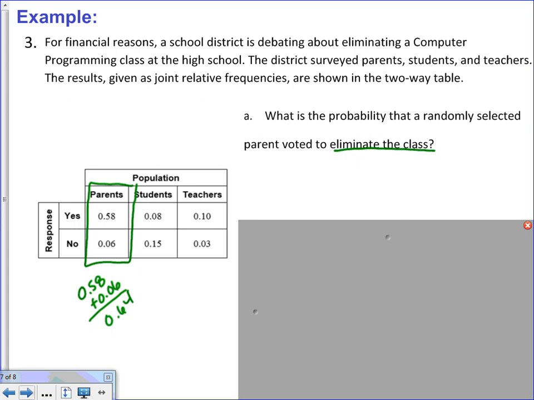We're going to say their responses in answering the question, should you eliminate it? So we want to know, what's the probability they said yes, given that they were a parent? The probability of yes is 0.58. The probability of a parent is 0.64. So we're just taking 0.58 divided by the total, and that will be our probability that they said yes, given that they were a parent. That comes out to be 0.91.